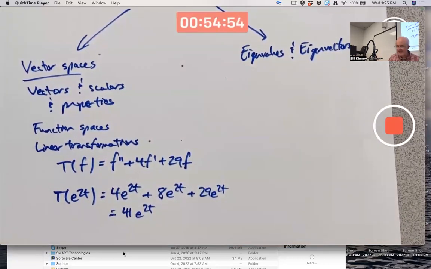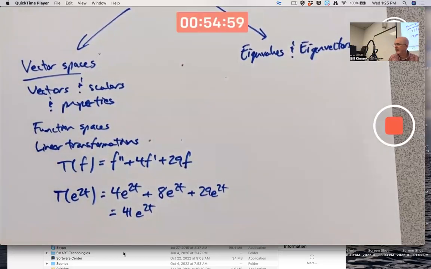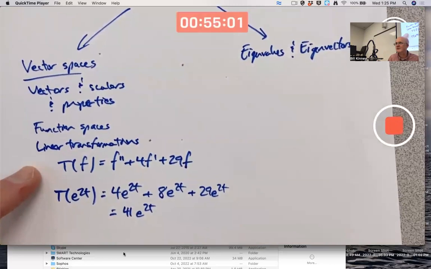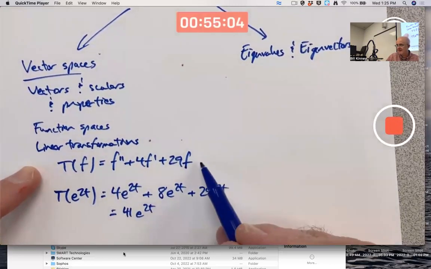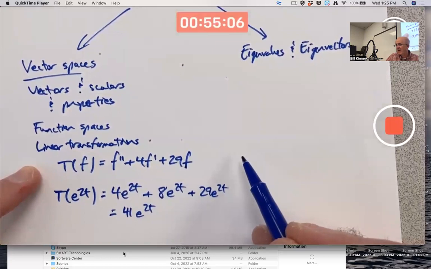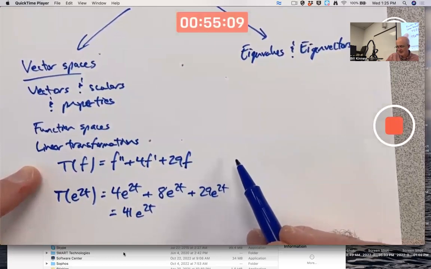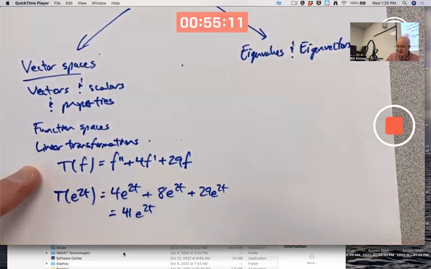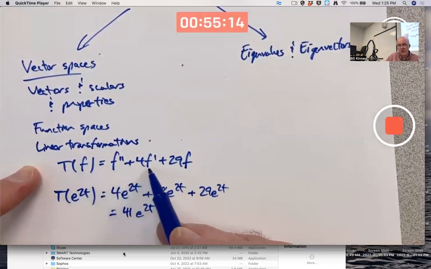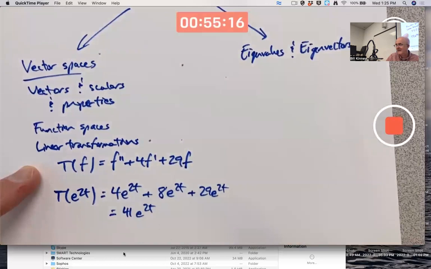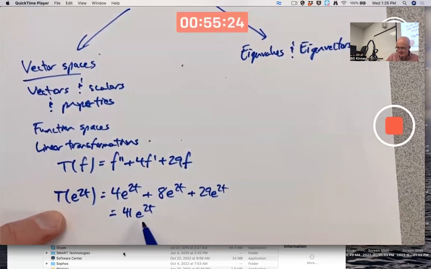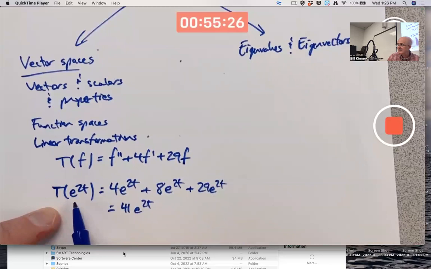What happened there? I didn't get 0. Well, it's because this function is not in the kernel of this linear transformation. It's not a solution of the corresponding differential equation, where this is 0 on the right side. It'd be a homogeneous differential equation. I'm using f's here. I could use y. I could do T of y equals y double prime plus 4y prime plus 29y. It'd be the same thing. This is the output of this linear transformation when the input is e to the 2t. It's not 0, so this is not in the kernel.